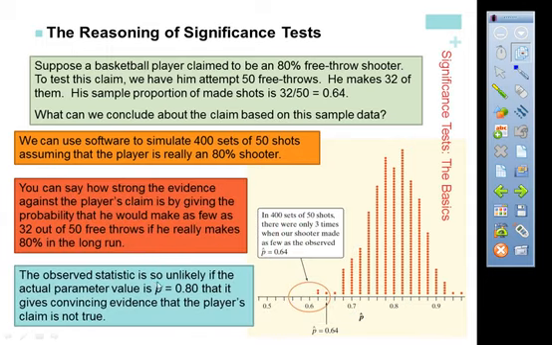The observed statistic is so unlikely if the actual parameter value is 80% that it gives convincing evidence that the player's claim is not true. 3 out of 400. So the probability of that happening is only 3 out of 400 times. Could this or something more extreme occur given that the claim is true?